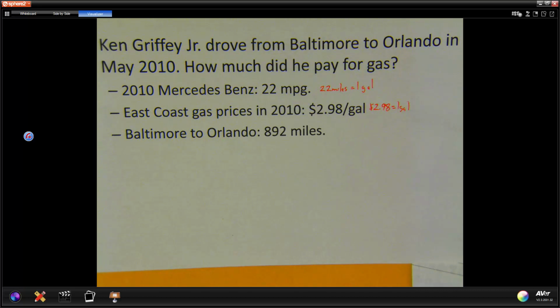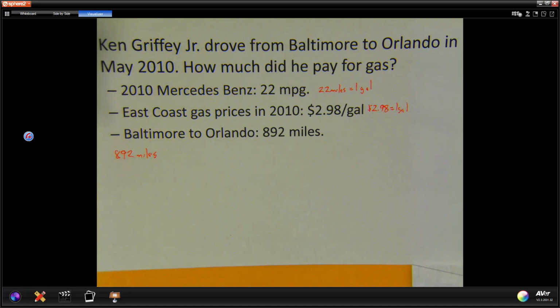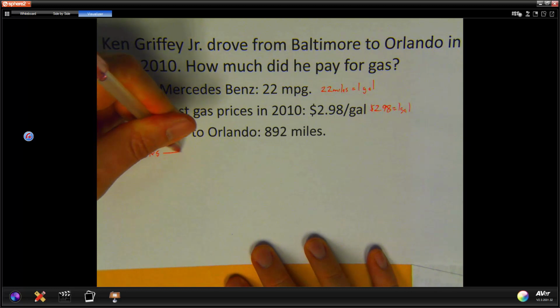And when you go through and you make this sort of table with information, you'll often have one number that only has one unit. It's not an equality. And that is the number you want to start with. So we're going to start with 892 miles, because it is a number by itself. It is not an equality, and we'll see why that will be helpful as we go through this problem. There will be a point later in the semester when we don't always have this as a possibility, but when we do, we want to make use of it if we can.